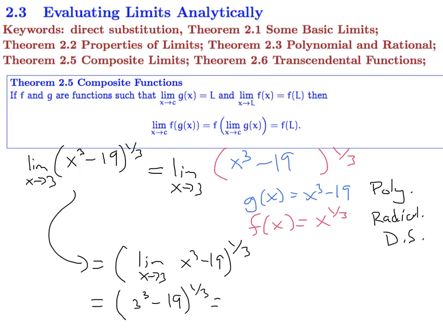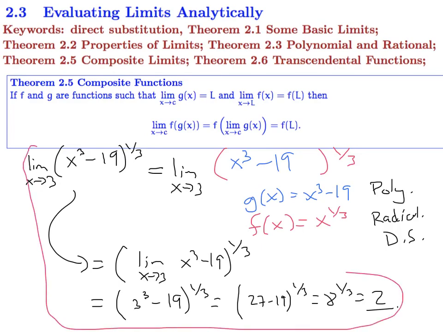And so now it's just a matter of working through some simple arithmetic. Let's see, 3 cubed is 27 minus 19 on the inside becomes the cube root of 8, which is just 2. And this right here is a beautiful amount of work to show.